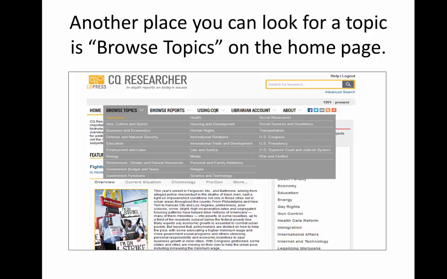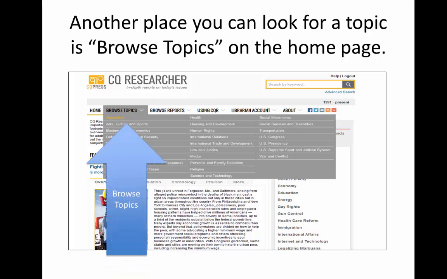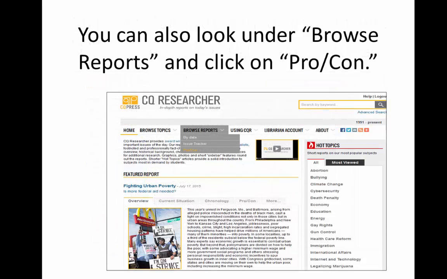So another place that I can look for a topic in the CQ Researcher databases is if I go to where it says Browse Topic. You'll notice if I click on this particular link, there's another whole list of possibilities. If I find something interesting there that I think might work, click on it, see where it takes me. I can also look under Browse Reports.